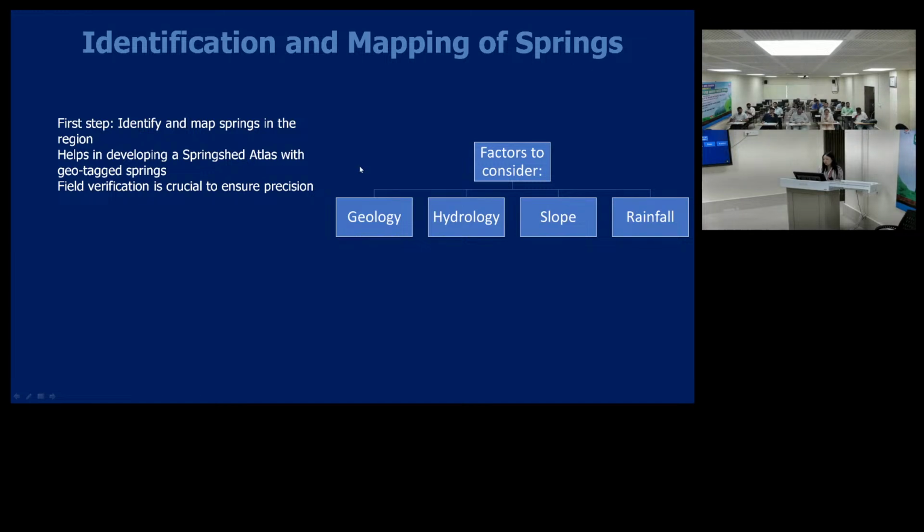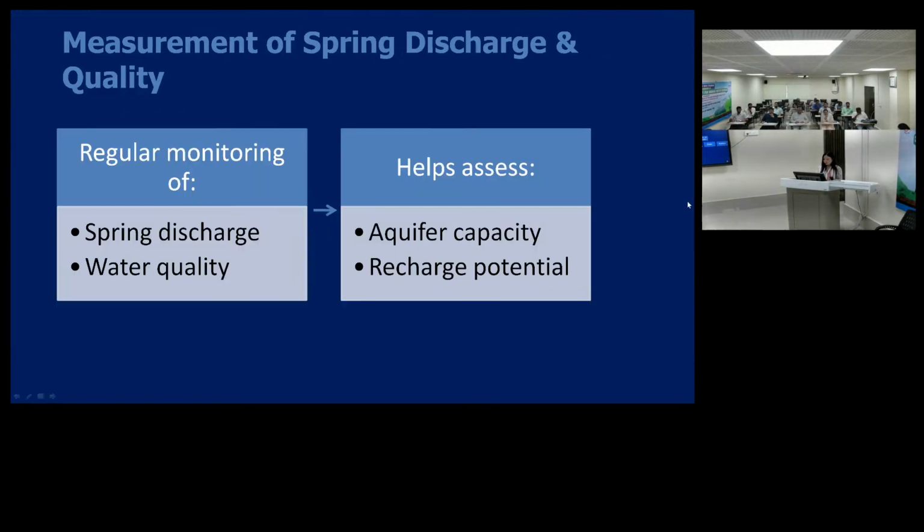So during spring mapping, these are the factors to consider: the geology and hydrogeology of the area. We need to consider the slope of the area and the rainfall. Why slope? We have already understood that when we plan to do interventions, slope should be taken into consideration, and also rainfall to understand the hydrogeological pattern. Now the first step is the identification and mapping of springs.